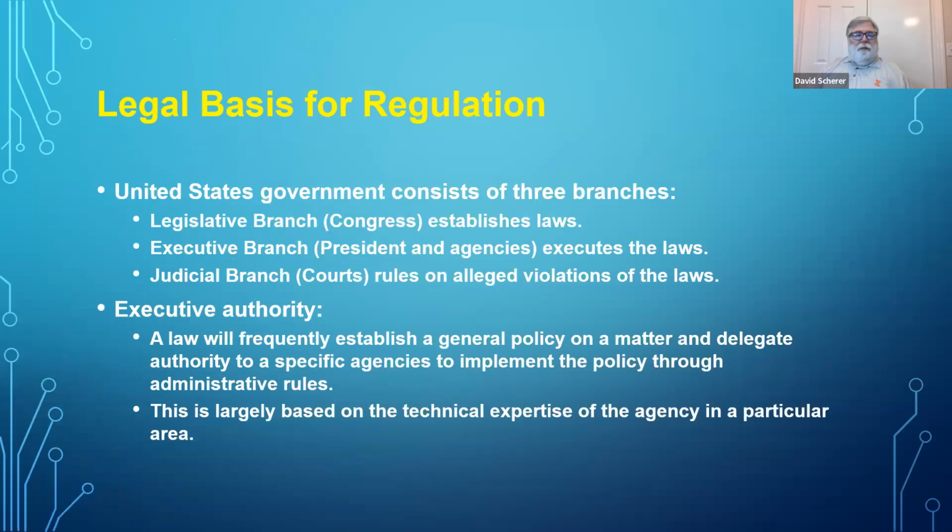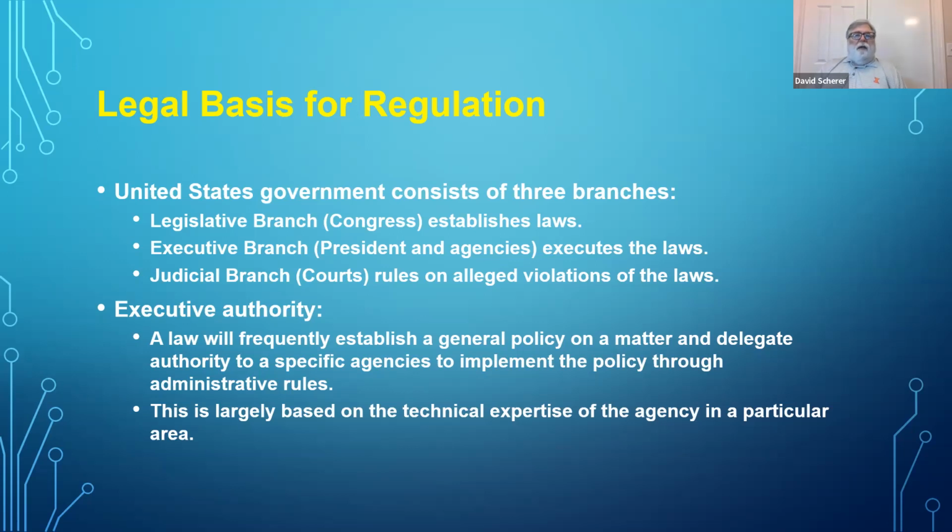So first, I want to describe the legal basis for regulations. Can people just create regulations because they think it's a good idea or worthwhile? Well, the answer is no. There has to be a legal basis for regulating something. And in the United States, the government consists of 3 branches. There's a legislative branch that establishes the laws, that's Congress, an executive branch that executes the laws, that's the administrative agencies led by the president, and a judicial branch that makes rulings about the laws in particular cases.